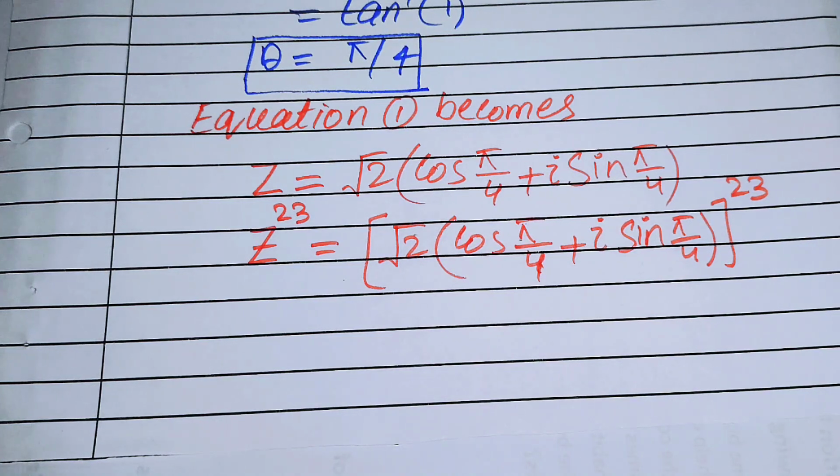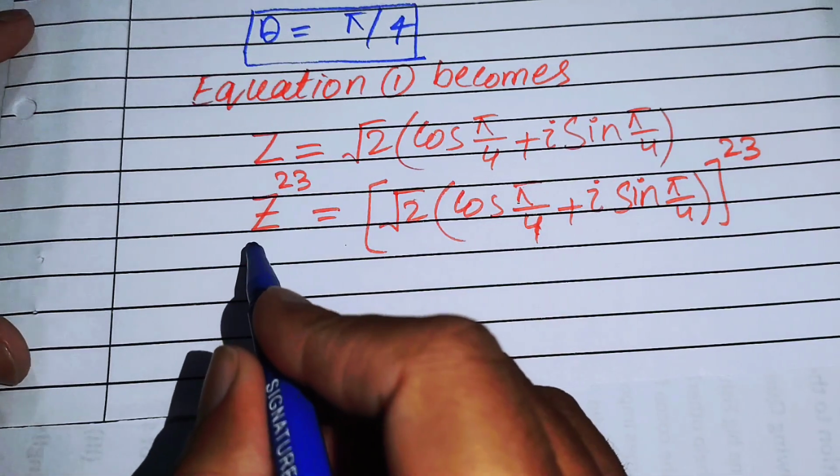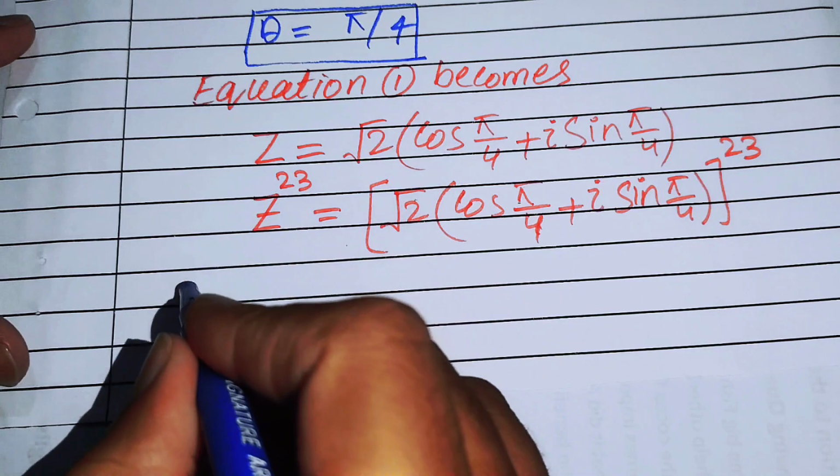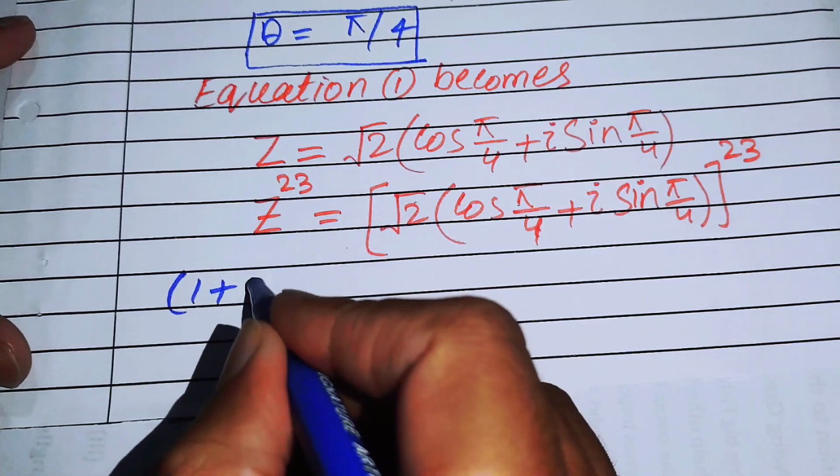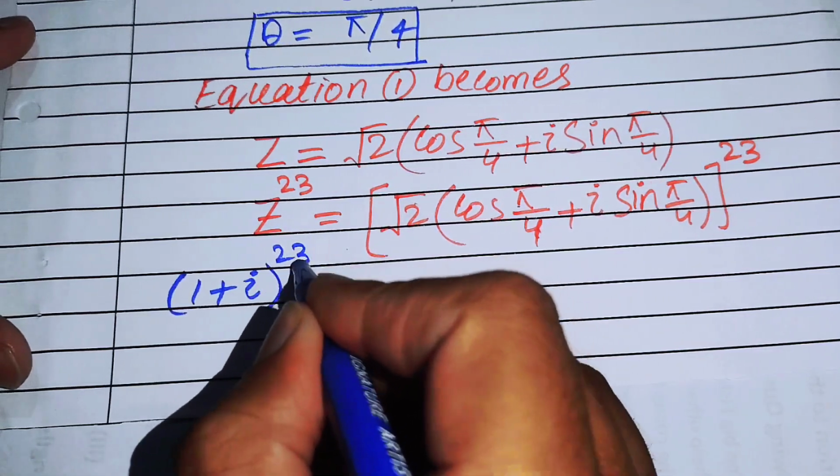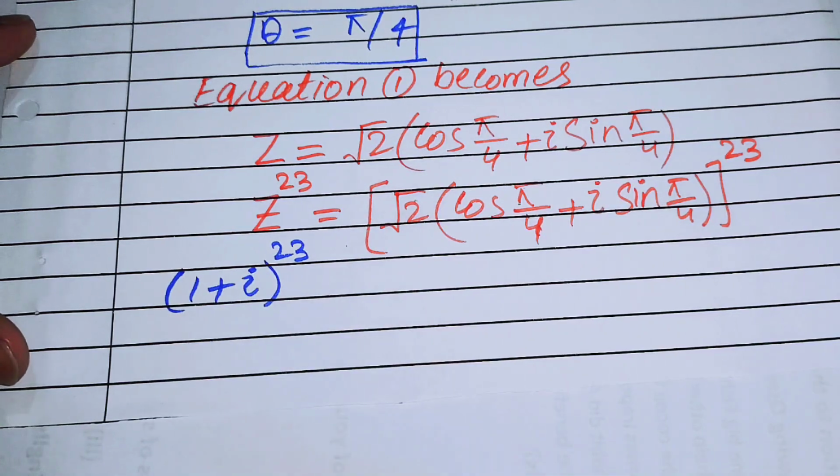Because our question is that we need to solve 1 plus iota whole power 23, here I can put the value of z. At the start of the problem we put z equals 1 plus iota, so it becomes 1 plus iota and its whole power 23.